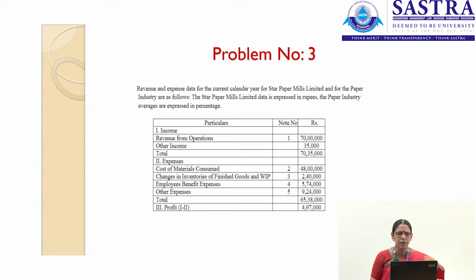See to it, the income: we have revenue from operations 70 lakhs, other income 35,000, so we have total income as 70 lakhs and 35,000. This revenue from operations is given in note number 1. Then expenses: we have cost of materials consumed, note number 2, 48 lakhs. Changes in the inventories of finished goods and work in progress, 2 lakh 40,000. Employee benefit expenses 5 lakh 74,000. Other expenses 9 lakhs 24,000. We have a total of 65 lakhs and 38,000 as expenses. So the profit as usual, 70 lakhs 35,000 minus 65 lakhs and 38,000, will give 4 lakh 97,000 as profit.